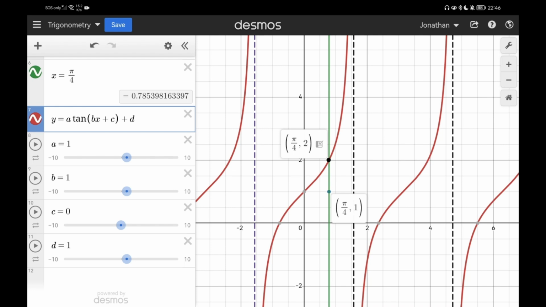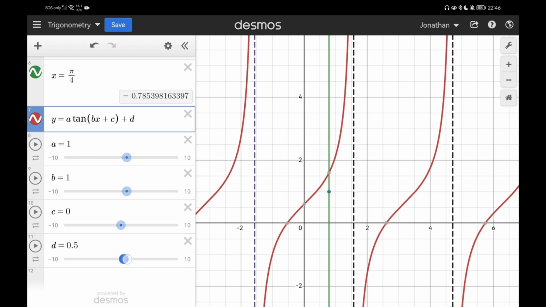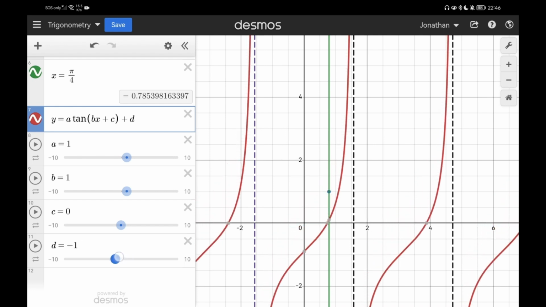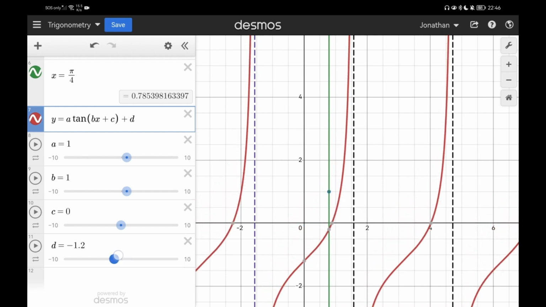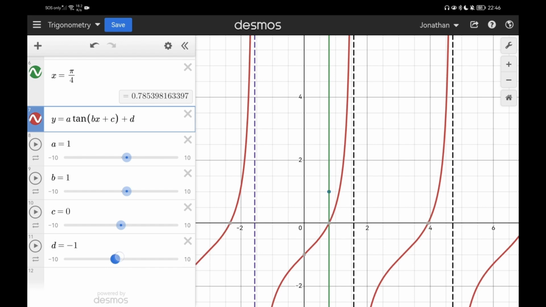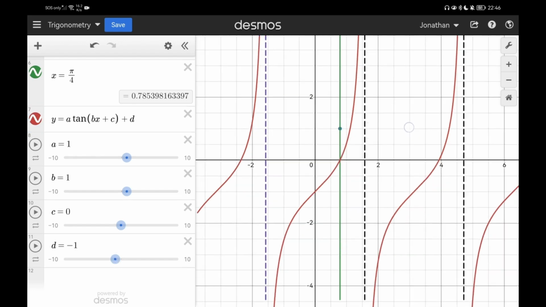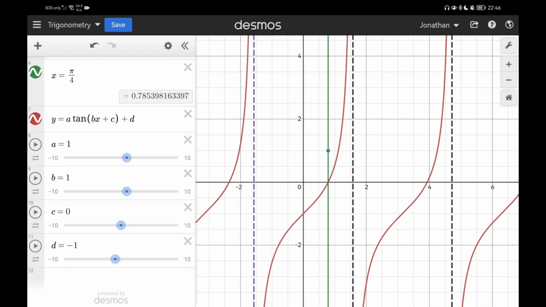Let me show you here. If you shift the tangent graph down by 1 unit, it should look like this. For the extrapolation at pi over 4, its value will become 0.